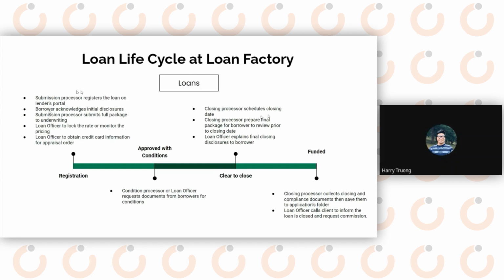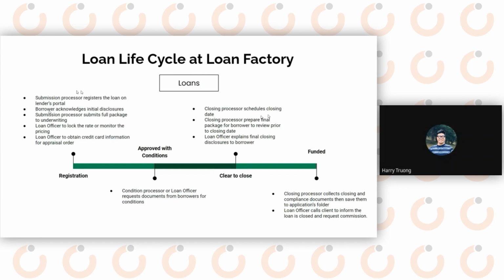And then after all the conditions are cleared, we're going to have closing processors work on your loans. Like I said, the closing processor would cooperate with the escrow company to schedule a closing date, as well as prepare the final package for the borrower's review prior to the closing date. The loan officer at this point will need to reach out to clients and explain the final figures to your borrowers to make sure there won't be any surprise for them at the closing table.